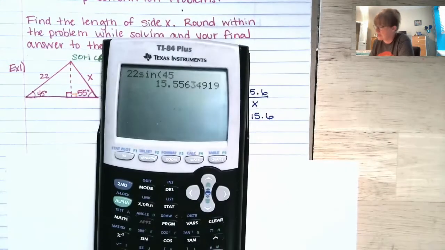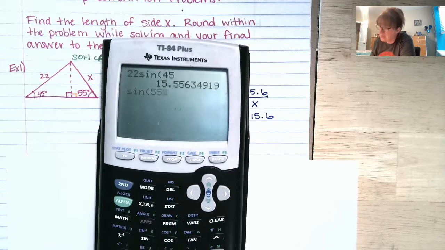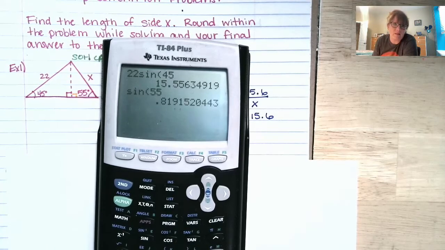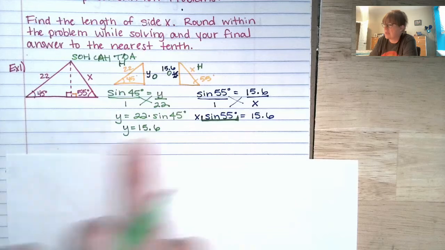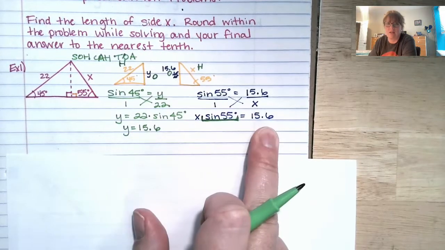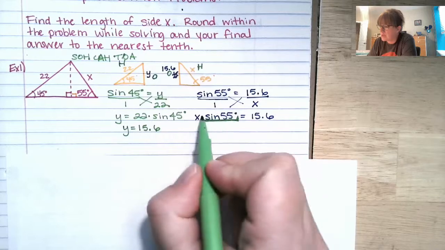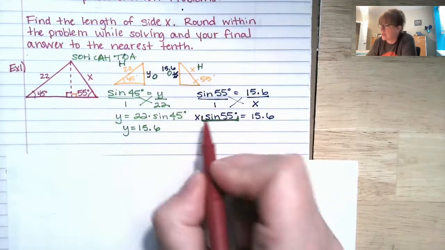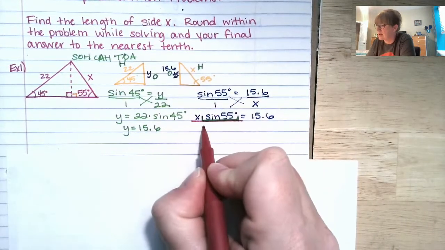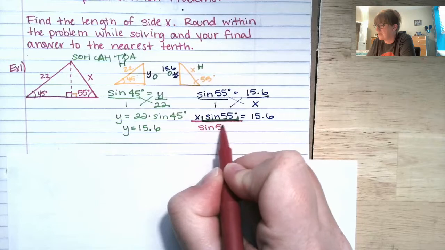So let's figure out what that is. Sine 55 is 0.81915. So it's really saying x times that number is equal to 15.6. This is being multiplied, so let's go ahead and divide by it. I'm going to divide by the entire sine 55 term.